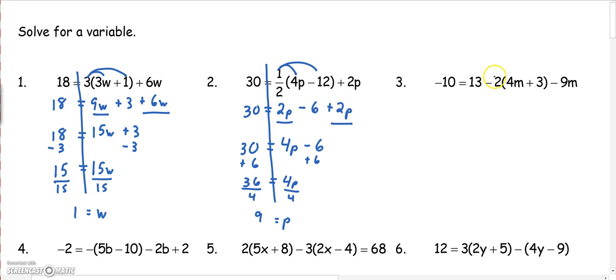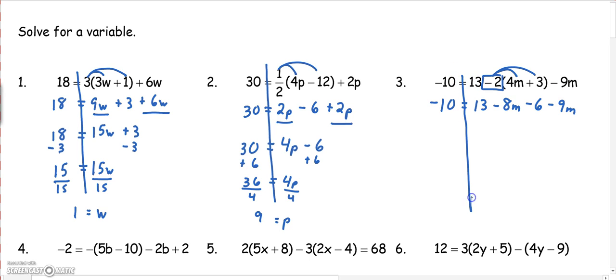Number 3, I'm going to again distribute. This time I'm distributing the negative 2 into the parentheses. I'm leaving the 13 alone because it's separated by a subtraction sign. So negative 10 equals 13 minus 8m minus 6 minus 9m.